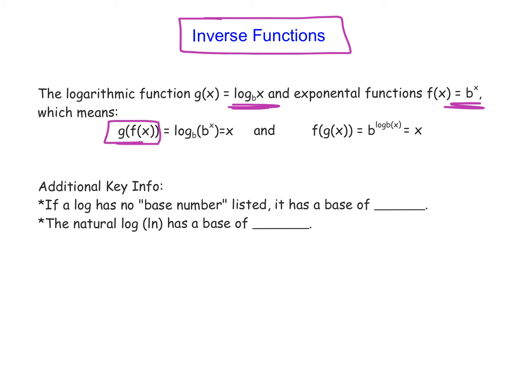okay, g of f of x, so if we put log base b, so notice same base log with same base exponent, they cancel out and we are left with just whatever is in our exponent. Same thing here, if we have an exponent with base b and a log with base b, we are left with whatever is in the logarithm.